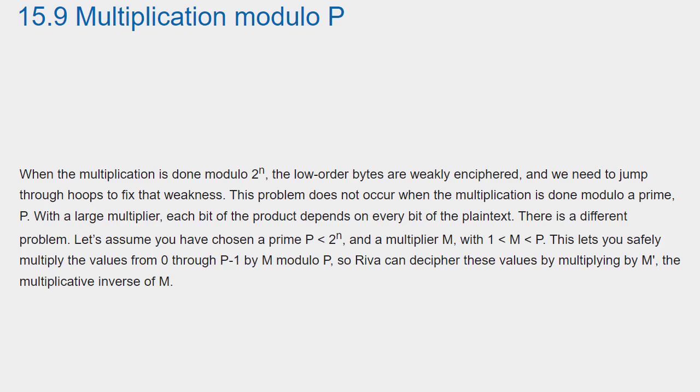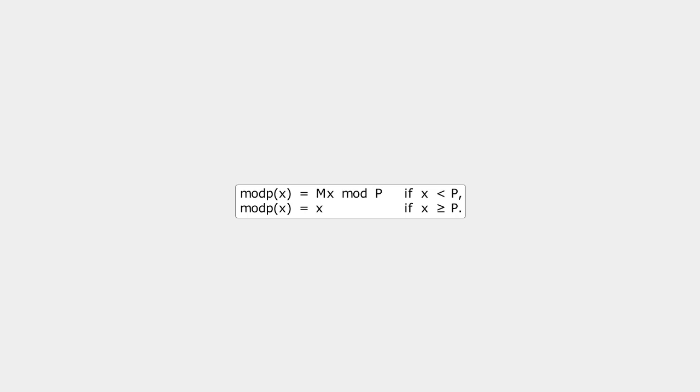There is a different problem. Let's assume you have chosen a prime p less than 2 to the power n and a multiplier m with 1 less than m less than p. This lets you safely multiply the values from 0 through p minus 1 by m modulo p, so Riva can decipher these values by multiplying by m prime, the multiplicative inverse of m.